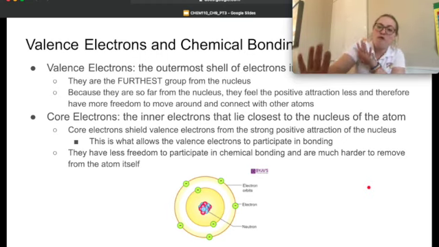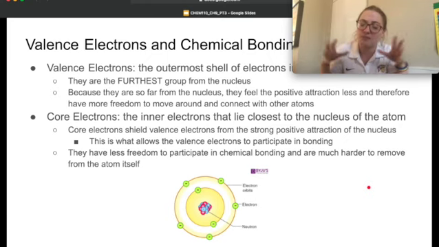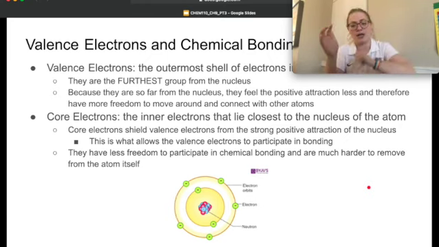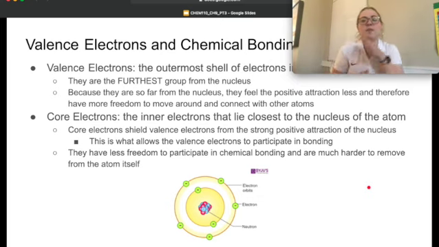Because they're so far from the nucleus and they have other electrons below them in energy that are closer to that nucleus, they have a little bit more freedom to move around and connect with other atoms. We call it shielding. The inner electrons shield the valence electrons on the outside from feeling the full pull of the nucleus. They're repelling the electrons that are in those lower energy orbitals and each other. So the valence electrons don't feel as strong of a pull to that nucleus as those innermost electrons do. And we call those innermost electrons the core electrons.